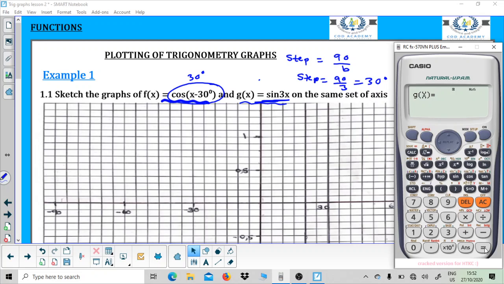So in this situation, if you don't have another function, you can just put 1 here, and then you just go to the next step. Just press g(x) is equal to 1. But since we have a function here, we're going to put sine of 3x.